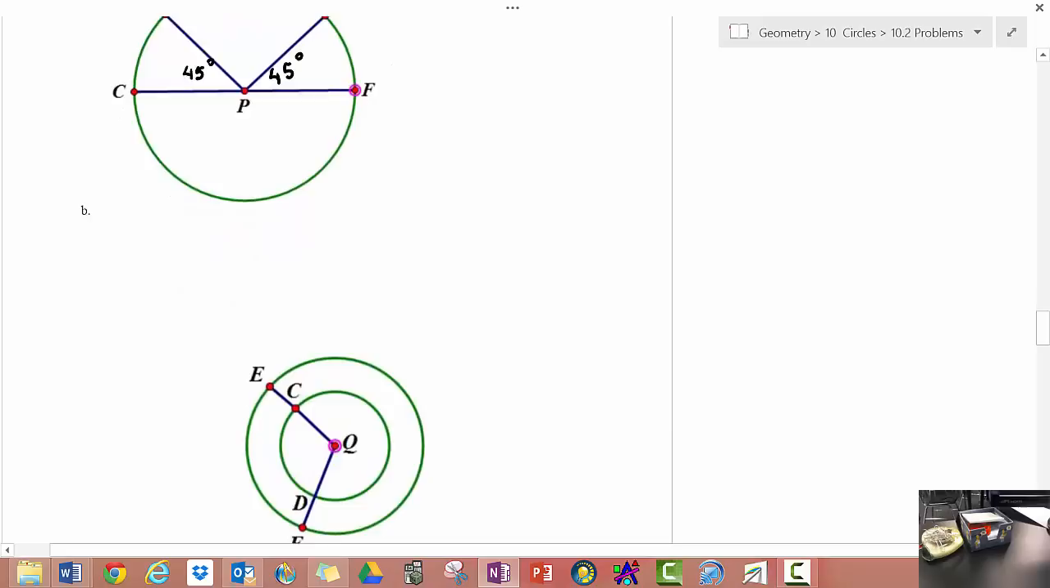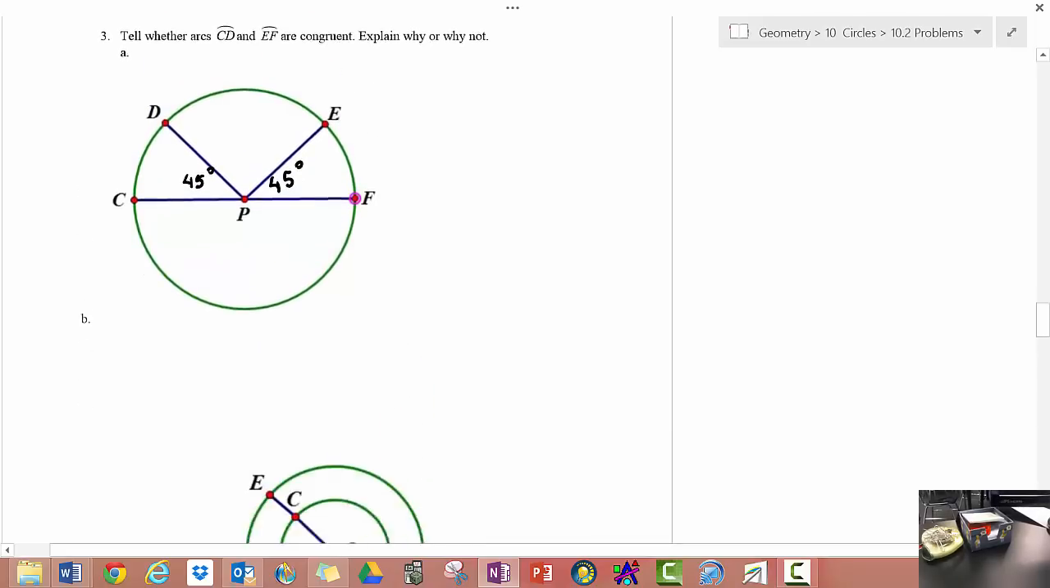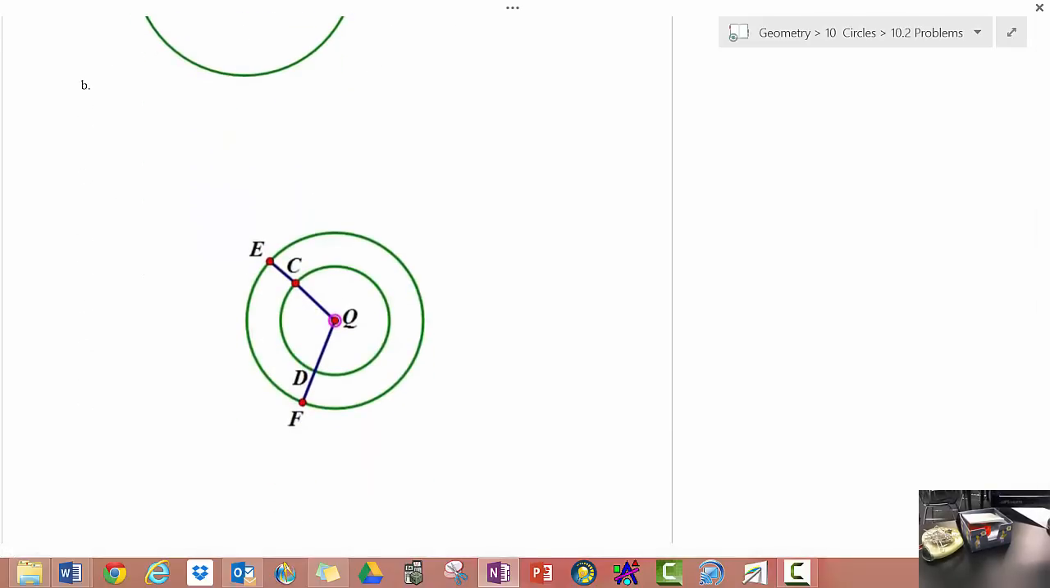In B, okay, again we want arc CD. So even though we don't know a number measure for any of the central angles, ask yourself what is the measure of arc CD, which angle is the measure of arc CD, and which angle is the measure of arc EF. Now, are they congruent? That's for you to find out.